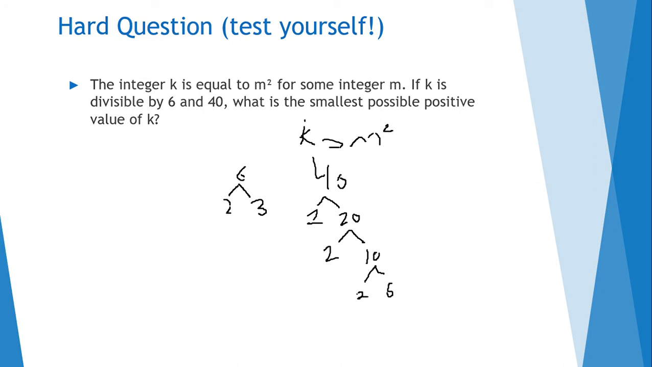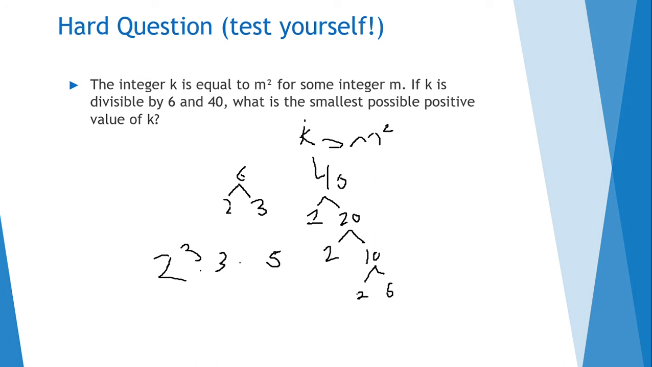So I'd want to find the LCM of this, so the highest power of each of these primes. The highest power of 2 I see is 2 to the power of 3, because that's the highest power of 2 on one side. The highest power of 3 is just 3, because I only see one 3. And the highest power of 5 is just 1. But this would be our LCM. 2 to the power of 3 times 3 times 5 would be our LCM.